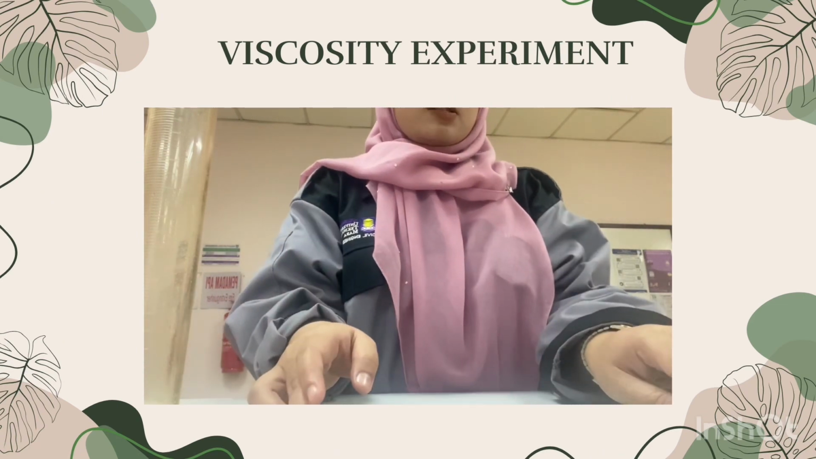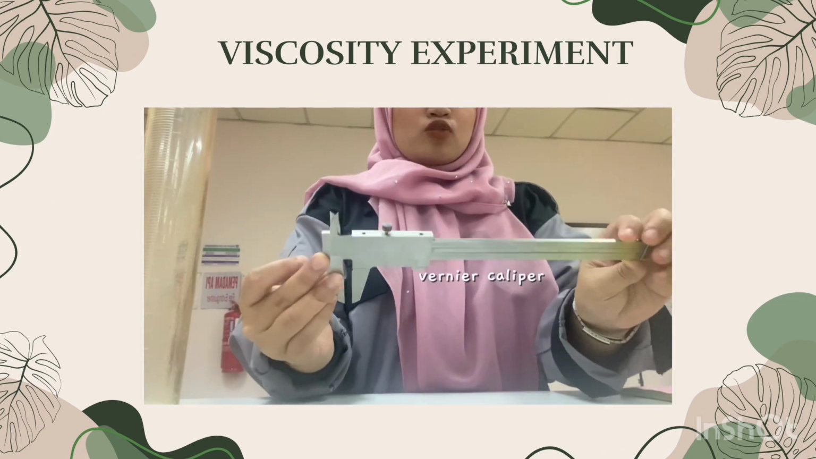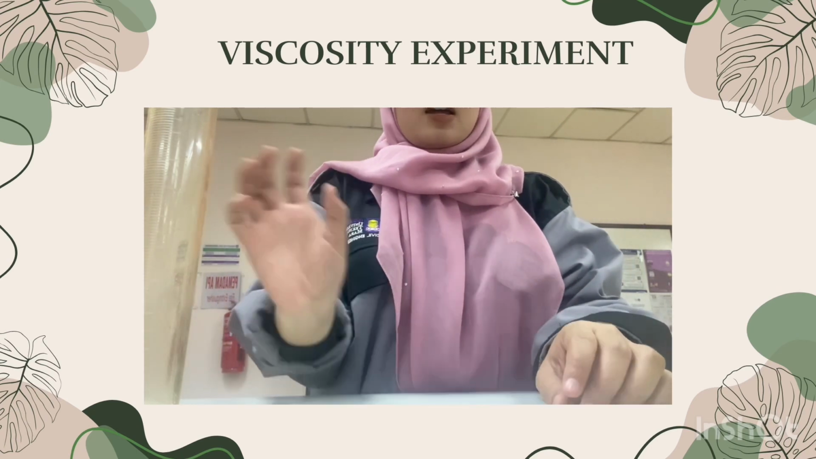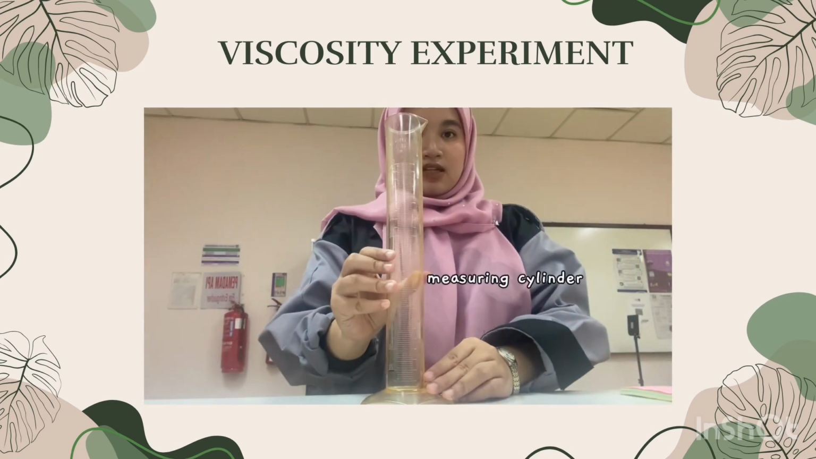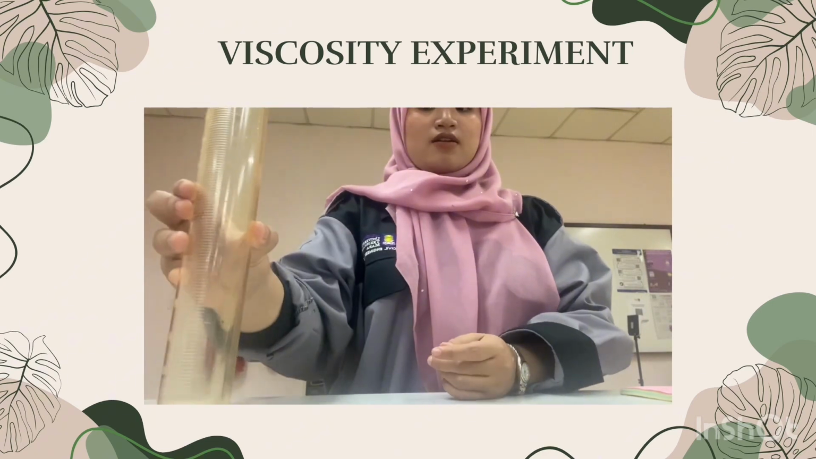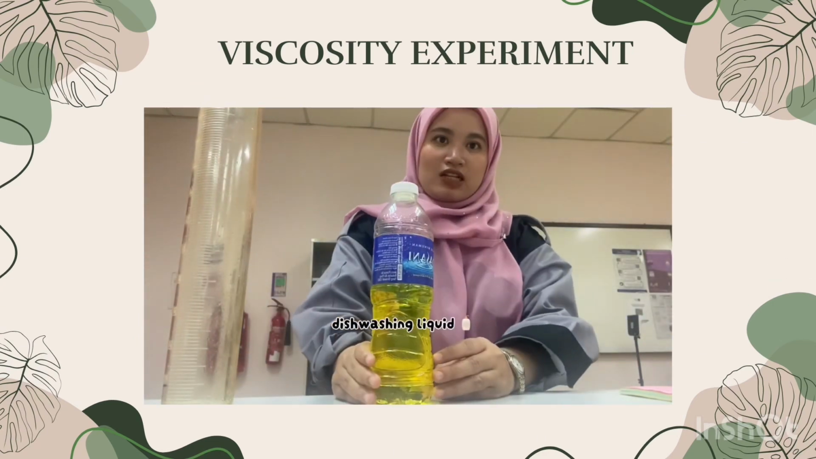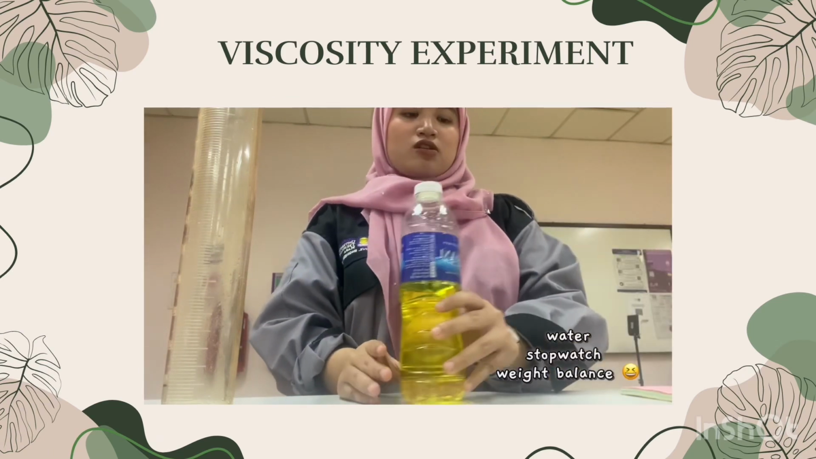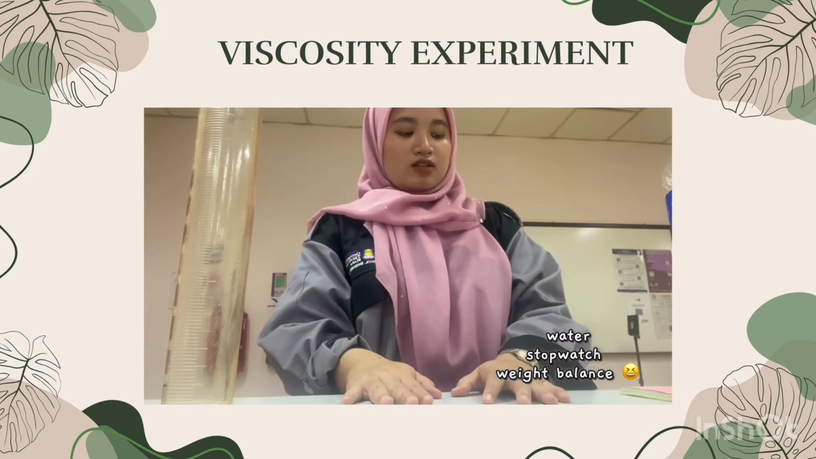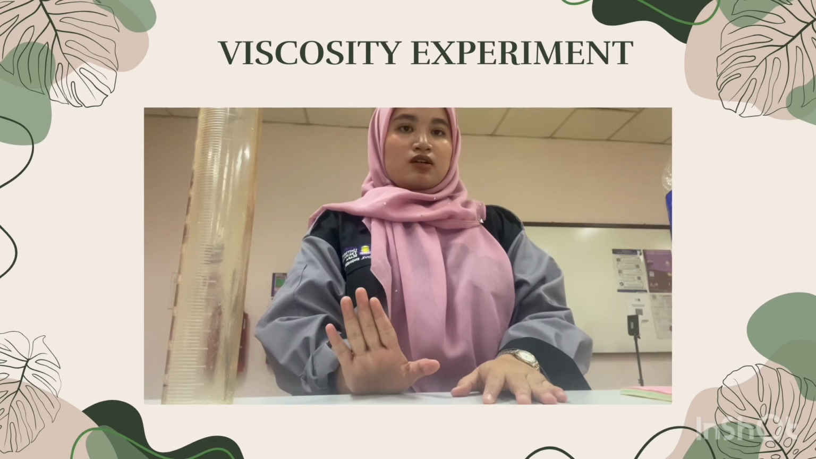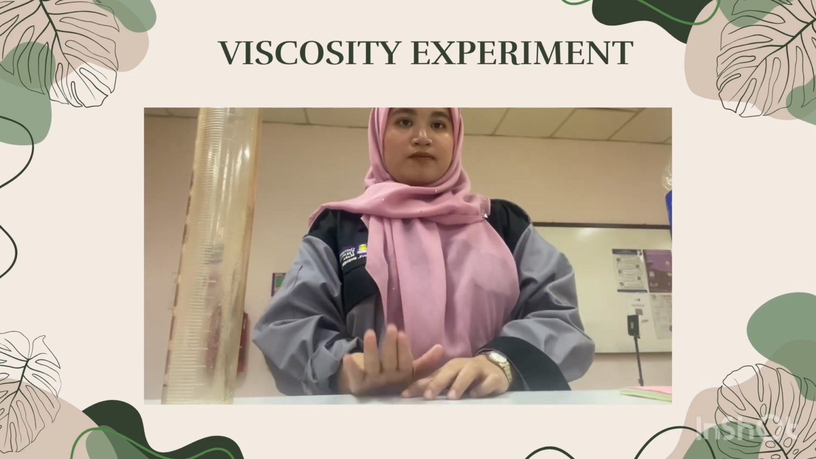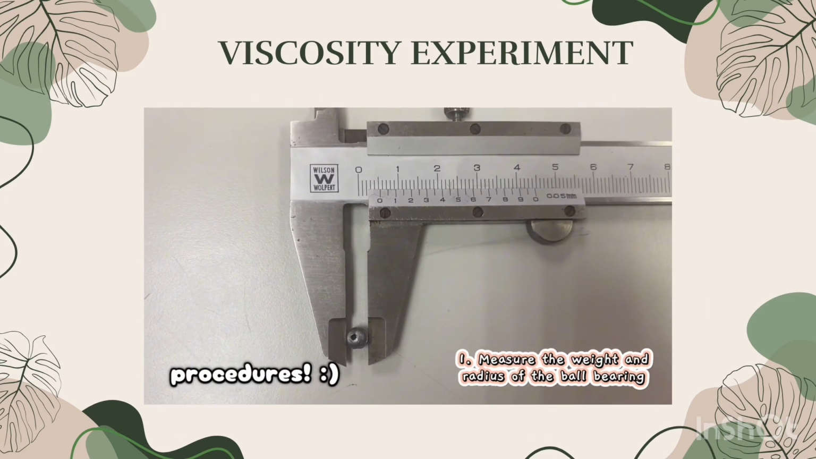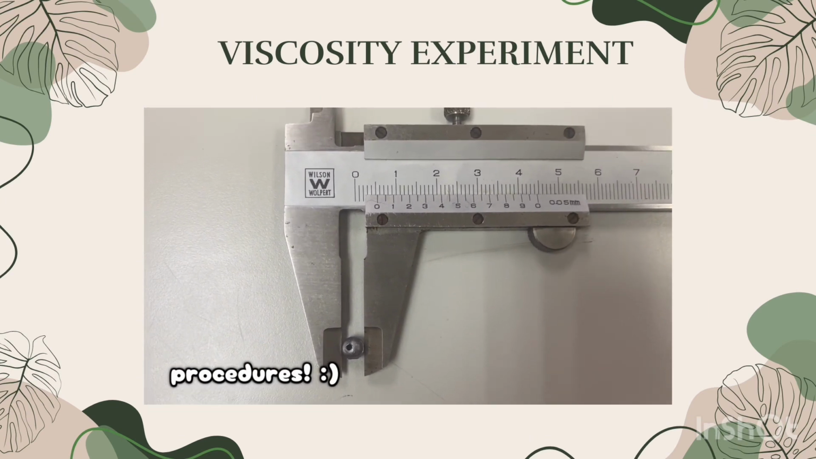The tools that we use are a vernier caliper to measure the radius of the ball bearing that we use. Next is a transparent cylinder to fill up with our fluid, the dishwashing liquid, the oil, water, and also a stopwatch to measure the time taken for the ball to fall between our two fixed points. First step, we must measure the weight of the ball bearing and also the radius of the ball bearing using the vernier caliper.